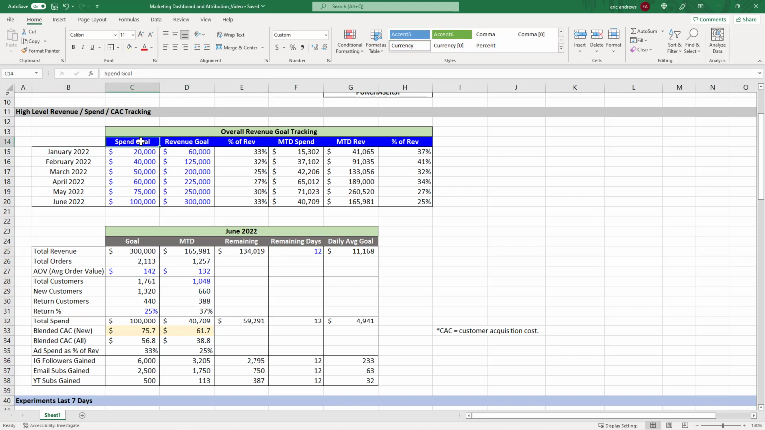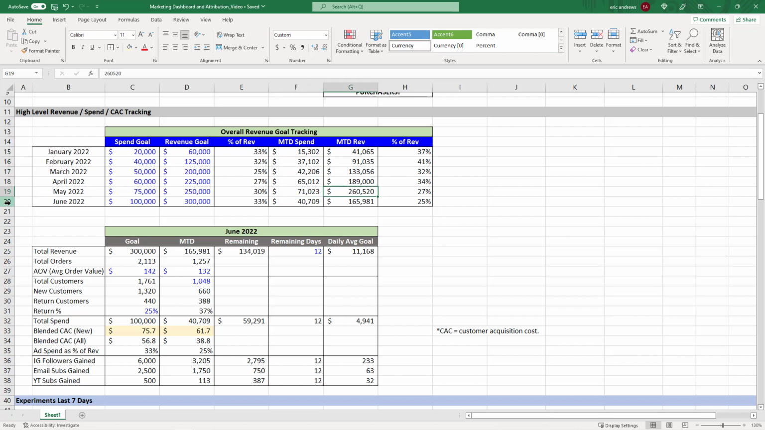What I do is I just put spend goal and revenue goal. So for January, because a lot of this stuff you'll just forget about or lose, it's good to put it into a dashboard. Spend goal 20K, revenue goal 60K, a rough percentage of revenue, and then our actual results. Month to date spend, we spent 15K. We had 41,000 in revenue. MTD stands for month to date. And then we spent 37% of revenue. So when you look back, you can see our spend targets and revenue targets moved up, and we were able to more or less hit those targets.